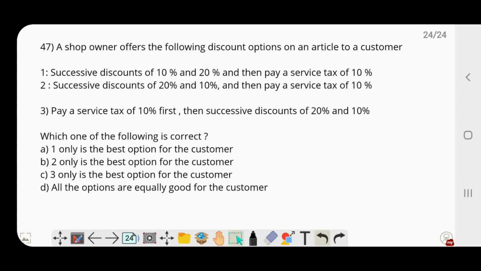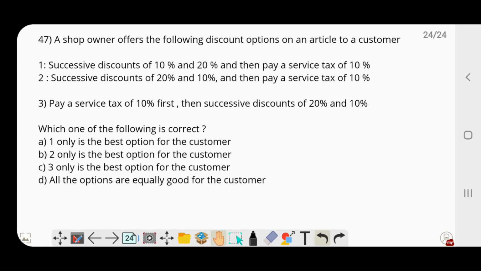Option A, 1 only is the best option for the customer. Option B, 2 only is the best option. Option C, 3 only is the best option. Or option D, all the options are equally good for the customer. So let's work this out one by one. Let's go through the first option. Let's assume that the service costs 100 rupees.